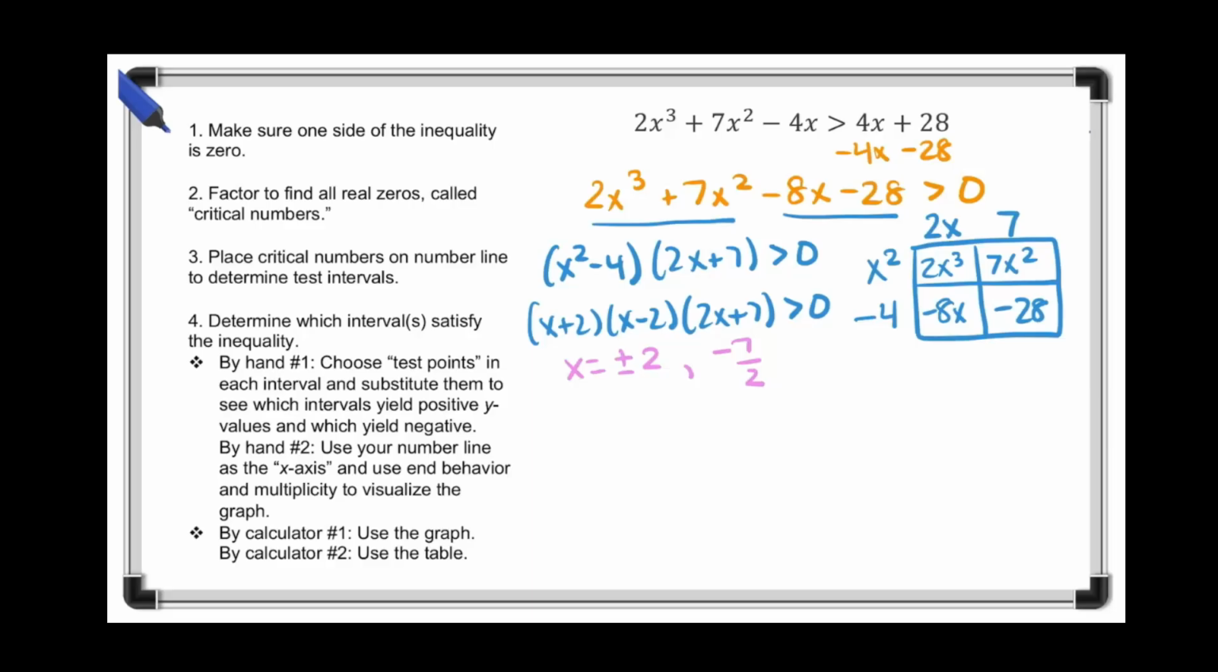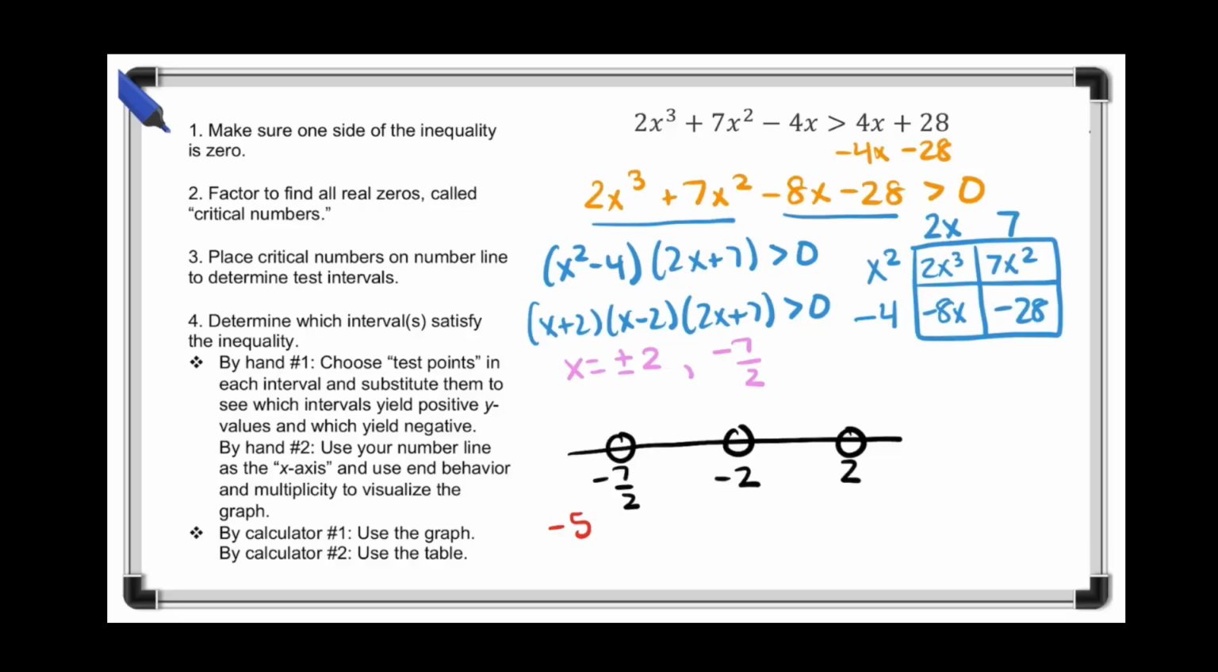All right, we're going to make our number line. So you're going to put in -7/2, you're going to have -2, and you're going to have 2. Your symbol is a greater than, so we're going to have open circles here at our critical numbers. Let's test your intervals to see what happens. Again, you're just focusing on whether you get positive or negative values, not what the actual value is. Let's say you choose -5.